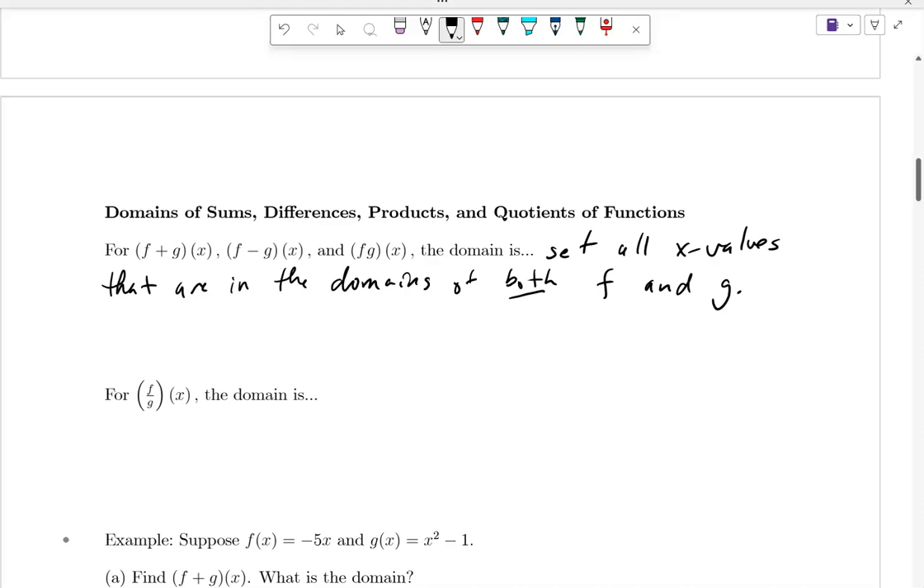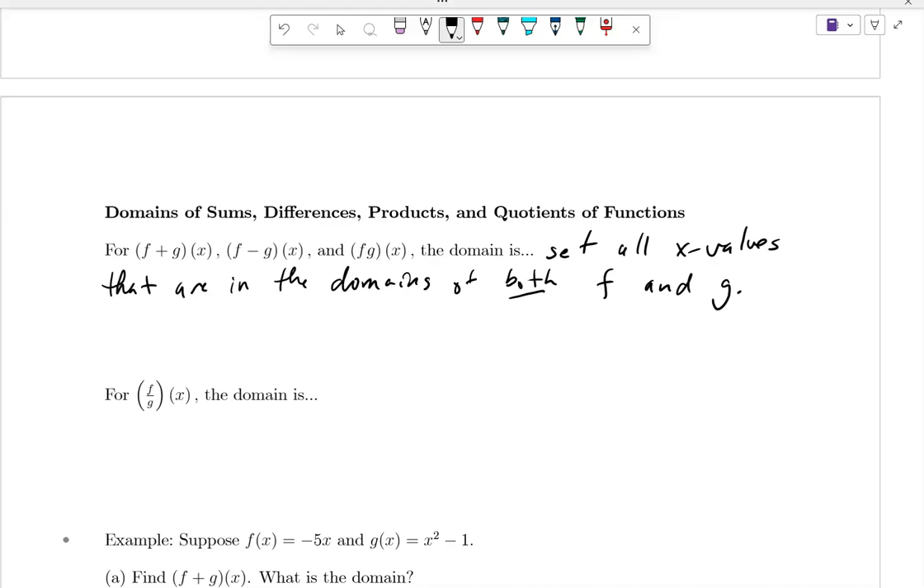In math, we talk about something that's in both sets at the same time as the intersection of the two sets. You may hear that word, but it has to be in both at the same time, right? Because again, if I'm going to plug something into one of those operations, it has to go into both functions. So it has to be in both domains.